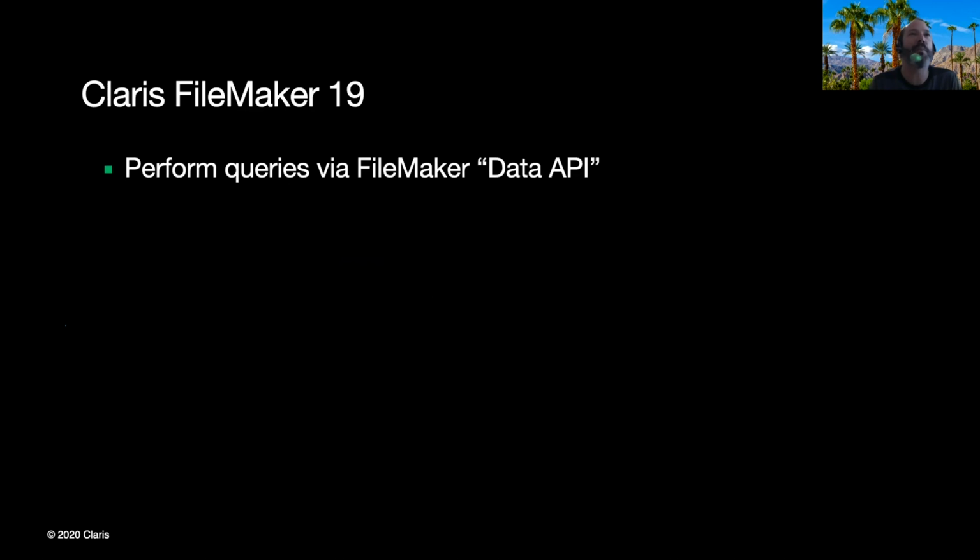You can now perform queries using what they call the FileMaker Data API, which is not the same thing as what we've been calling the Data API so far, but it uses the same syntax and it returns similar results. And we'll talk about that more in a bit. You can extend things further with JavaScript. If you've been working with JavaScript already, probably you can't do anything entirely new, but you can do it significantly more easily.